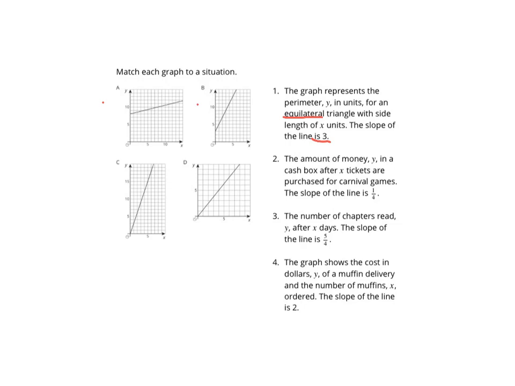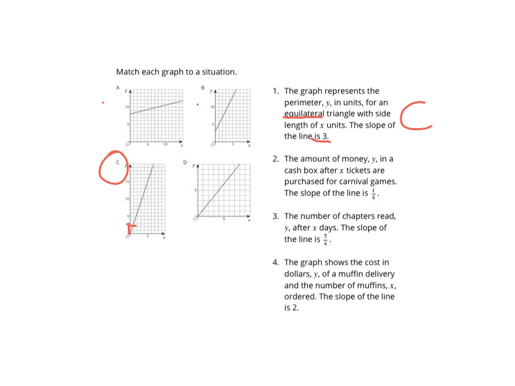And we need to find one that has a slope of 3. So that means when you make a slope triangle, a vertical side of your triangle is going to be 3, and your horizontal side is going to be 1. It's hard for me to be precise with my little pen here, but C is the one that matches number 1. D does not. It's not quite steep enough.